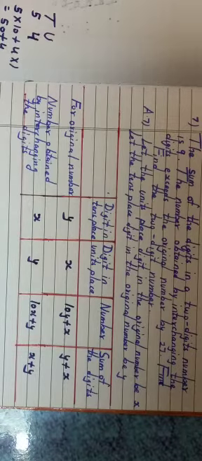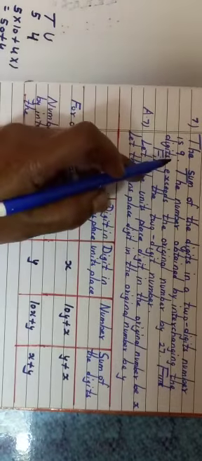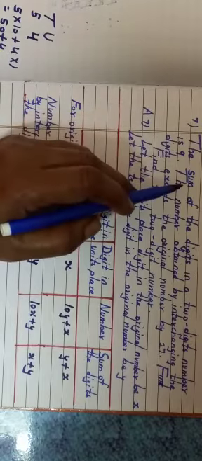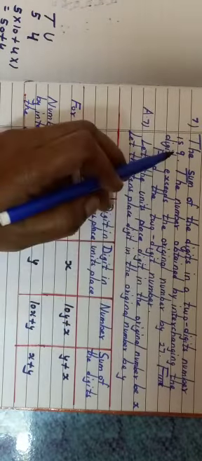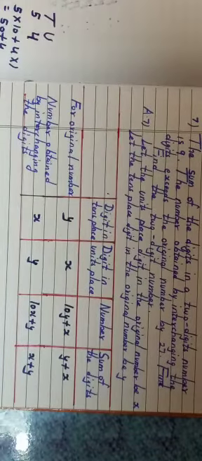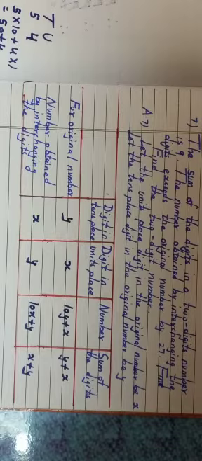Now we will start with the first statement, our first condition. The sum of the digits in a two-digit number is 9. What is given to you? Sum of the digits in the two-digit number is 9.